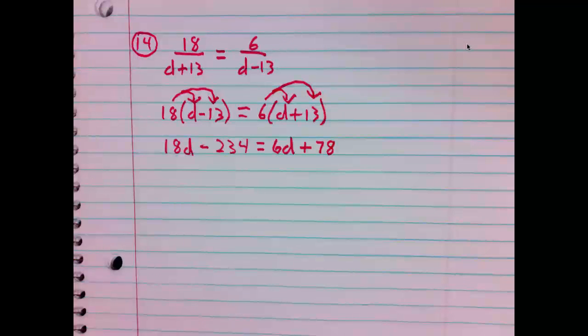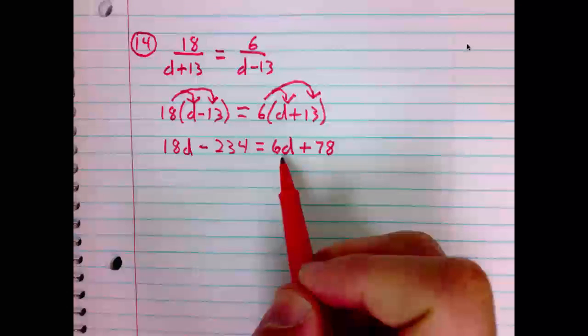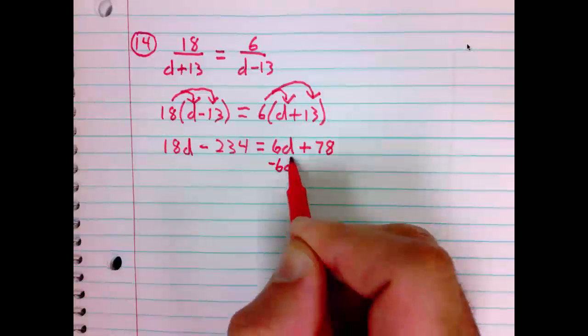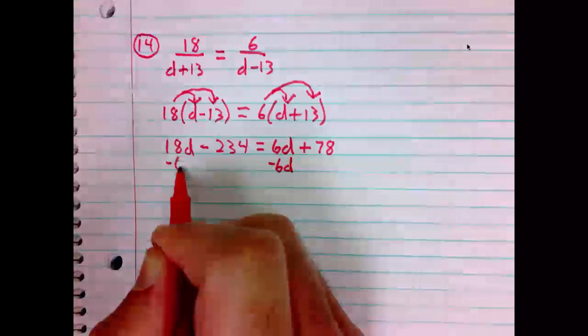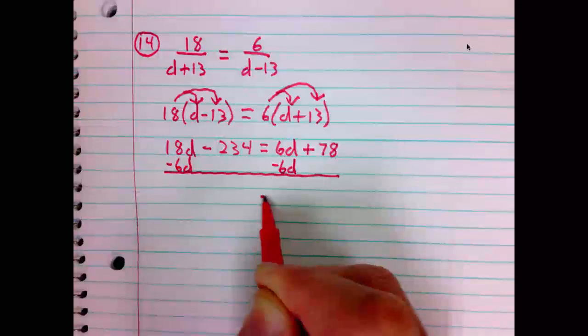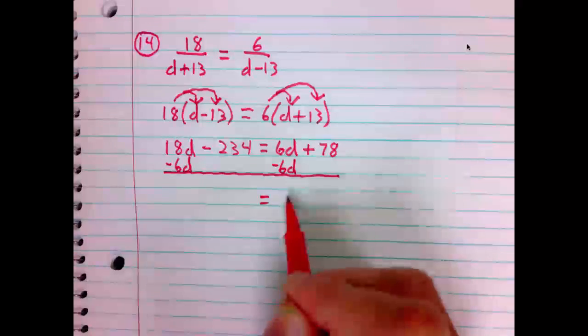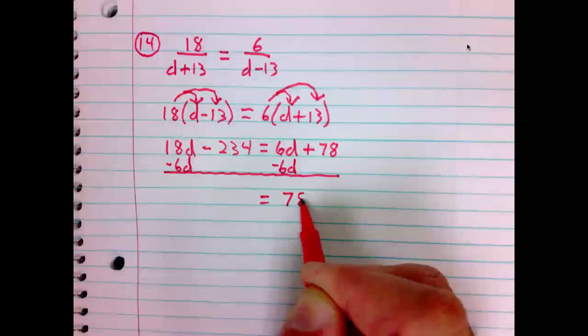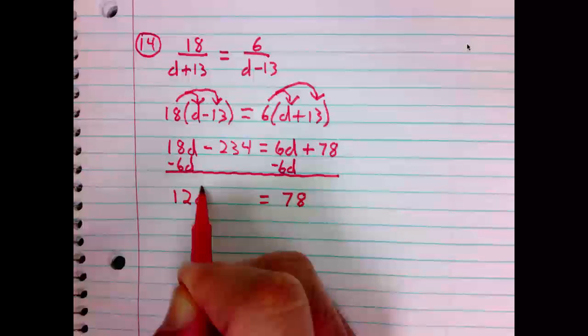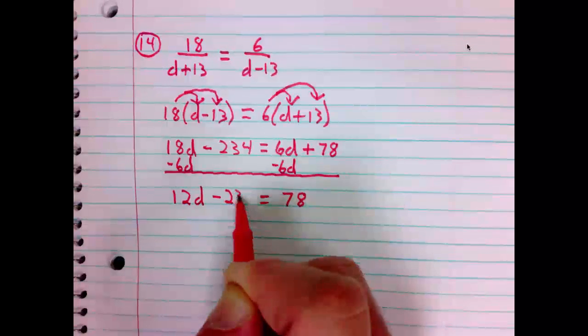Now we see we have variables on both sides. When we have variables on both sides, we cannot combine like terms. We must eliminate one of the variables. Looking to eliminate the 6d. It's a positive 6d, so I will subtract 6d on both sides. 6d subtract 6d, leaving positive 78 on the right. 18d minus 6d is 12d, minus 234.